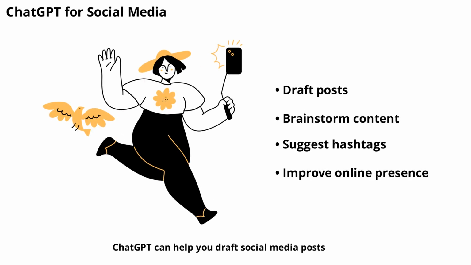ChatGPT can help you draft social media posts, brainstorm content ideas, or suggest hashtags. It's a useful tool for influencers, marketers, or anyone looking to improve their online presence. Just describe your goal, and ChatGPT will offer creative suggestions.